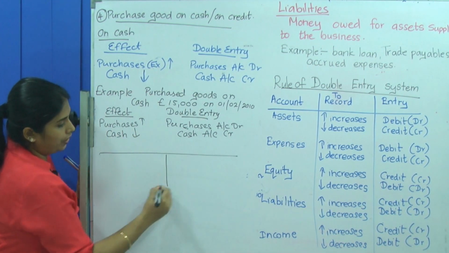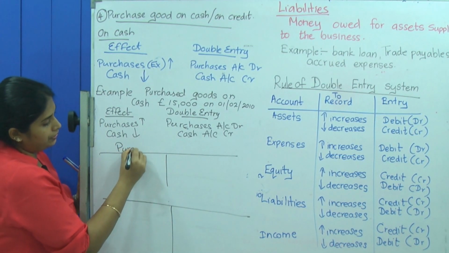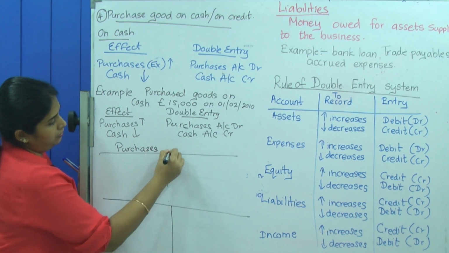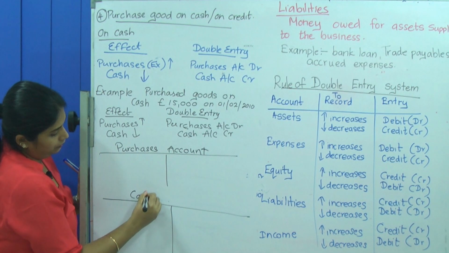Now we'll see how to record in the T accounts. You need 2 T accounts. One is for the purchases account. The other one is for the cash account.